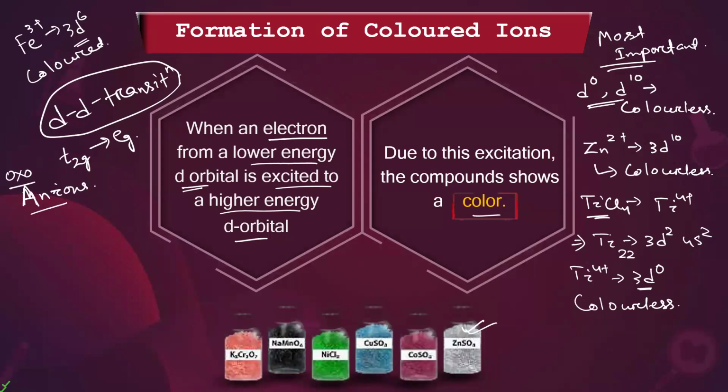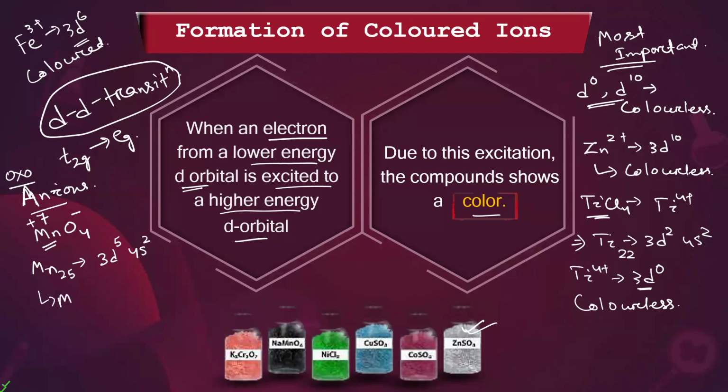Oxoanions. Which are those oxoanions? Remember potassium permanganate, the permanganate ion, MnO4 minus. If you find out the oxidation state, Mn will have a +7 oxidation state. Manganese has 25 electrons; in the outer orbits, it has 3d5, 4s2 electrons.